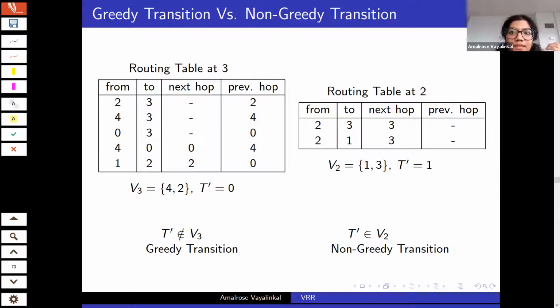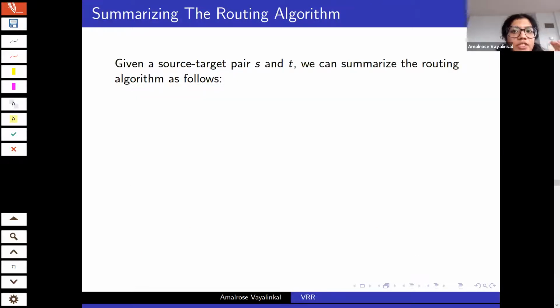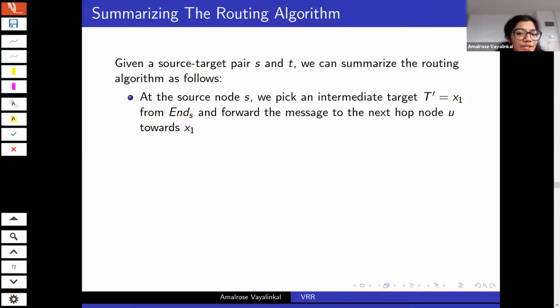Okay, cool. So we went through a few different algorithms there. So let's just summarize the one that we settle on and the one that we like. Given a source target pair S and T, we can summarize the routing algorithm as follows. At the source node S, we pick an intermediate target T prime equals X1, let's say, from N S and forward the message to the next hop node U towards X1. Because we don't necessarily have a physical link. Maybe U is X1 if they are physical neighbors, but they don't have to be.